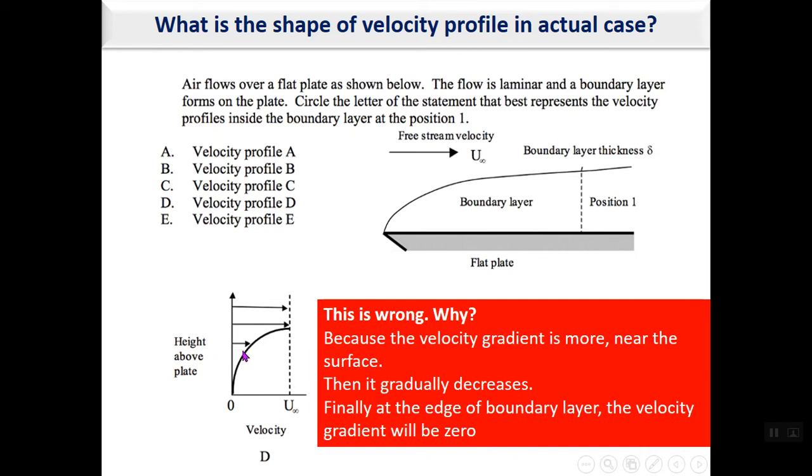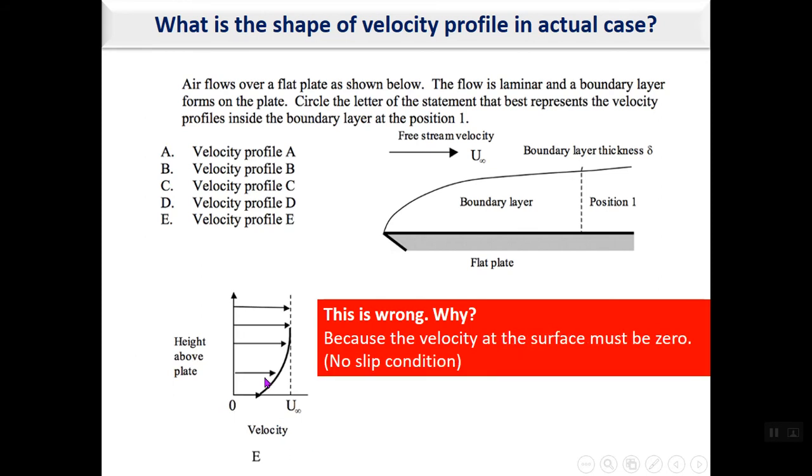This is also wrong. Why? Because the velocity gradient is more near the surface, but here you can see that the velocity gradient is less near the surface. Please don't be surprised if the gradient here is much more, because the gradient, as you can see later, is not the angle between the tangent to the horizontal. It is the angle between the tangent to the vertical. Okay, finally, let's pass it.